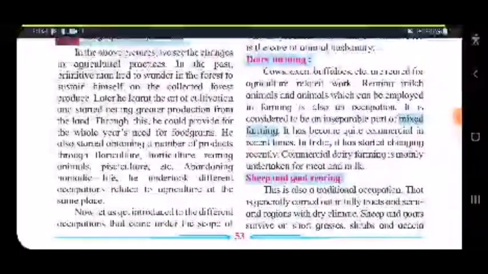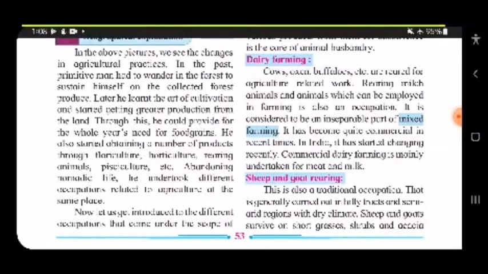Okay, under that we learn about dairy farming. Now what is dairy farming? From where we get all the dairy products like milk products. We get ghee, butter, cheese. Okay, so let's see from which animals we get these. Cows, oxen, buffaloes, etc. are reared for agriculture related work. We all know that these animals mostly do work in the agricultural work. Rearing milch animals and animals which can be employed in farming is also an occupation.